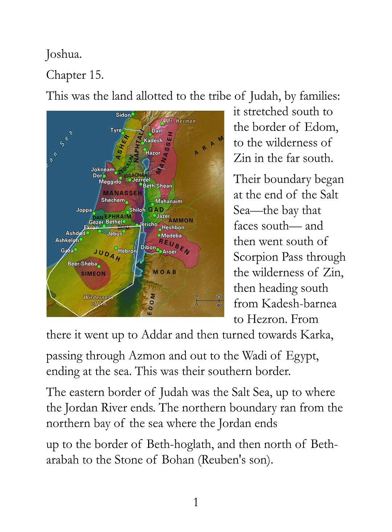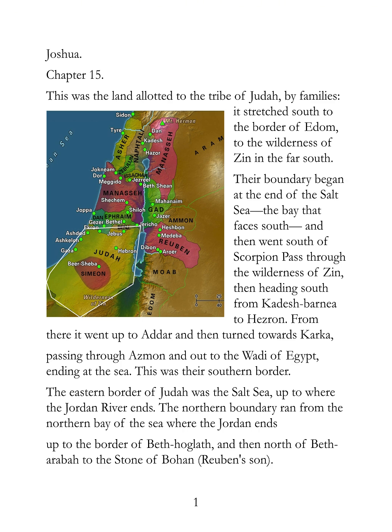Joshua, Chapter 15. This was the land allotted to the tribe of Judah, by families. It stretched south to the border of Edom, to the wilderness of Zin in the far south. Their boundary began at the end of the Salt Sea, the bay that faces south, and then went south of Scorpion, passed through the wilderness of Zin, then heading south from Kadesh Barnea to Hezron. From there it went up to Adar and then turned towards Karka, passing through Asman and out to the Wadi of Egypt, ending at the sea.